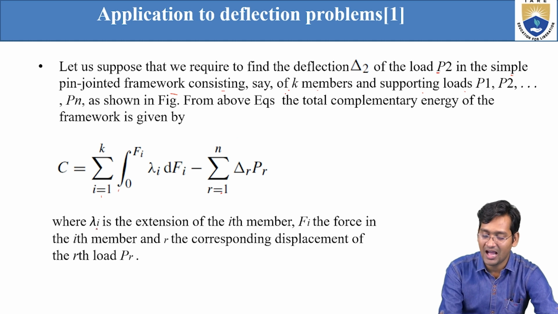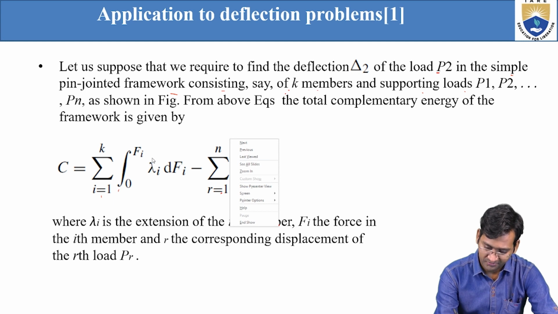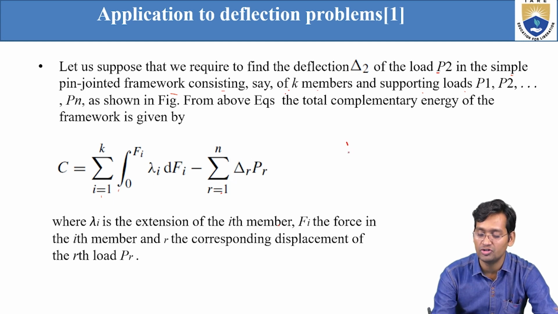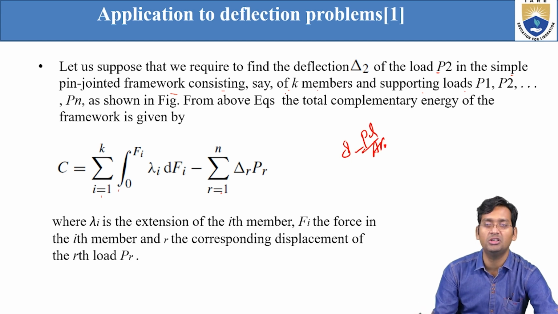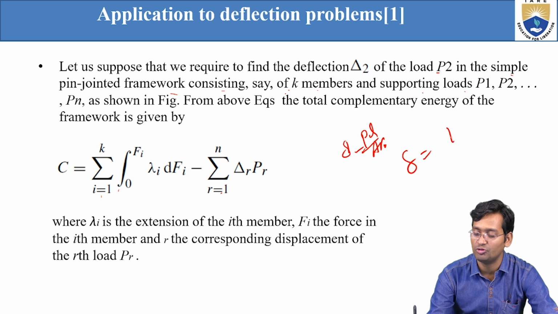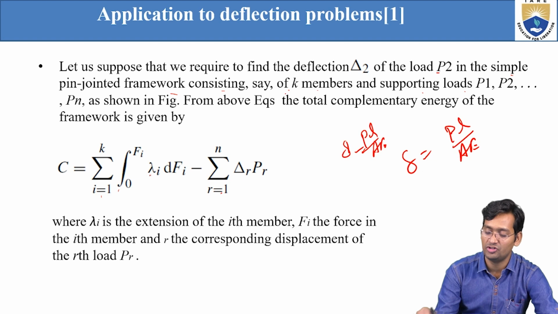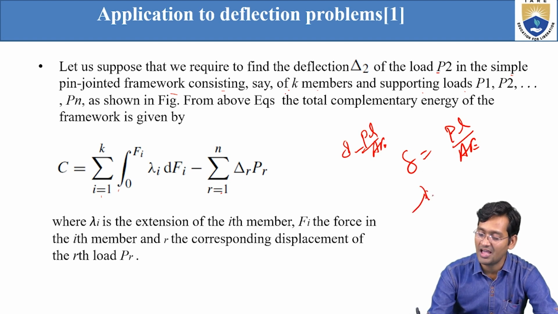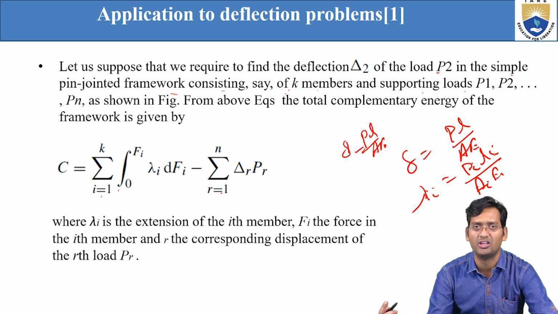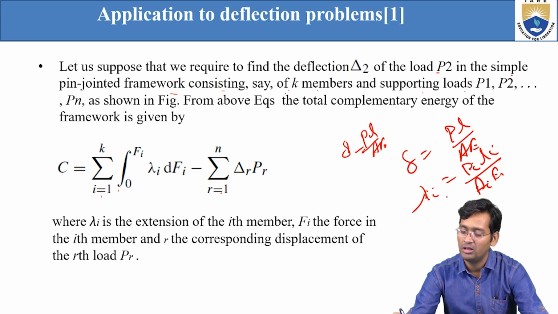Here lambda i is the extension of the ith member, that is, the elongation. Lambda, the deflection, equals PL upon AE. Have you seen this formula before? Delta or deflection equals PL upon AE. That is only the deflection, so instead of delta they use lambda. So lambda i equals Pi Li by Ai Ei. For the first member i will be 1, for the second member i will be 2. So for lambda 1, P1 L1 by A1 E1. That is the general formula.